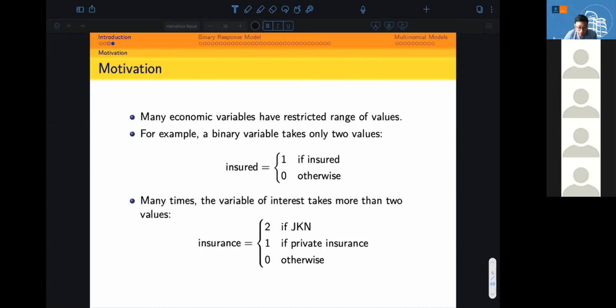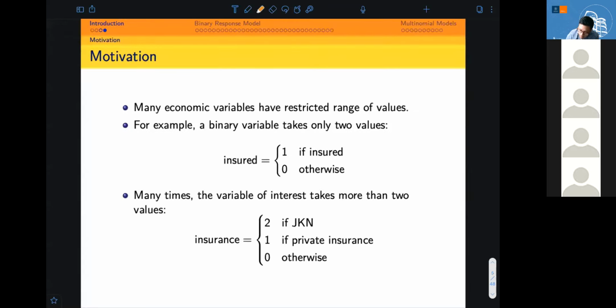Now, let's focus on a particular categorical variable, which is a binary variable. A binary variable takes only two values. For example, an individual who is insured is going to get a value of 1, and another individual who is not insured is going to get a value of 0. This is something you should be familiar with, because when you study dummy variables, you study a binary variable. For example, a binary variable on female as a gender: you input 1 if the respondent is female, and 0 if male.